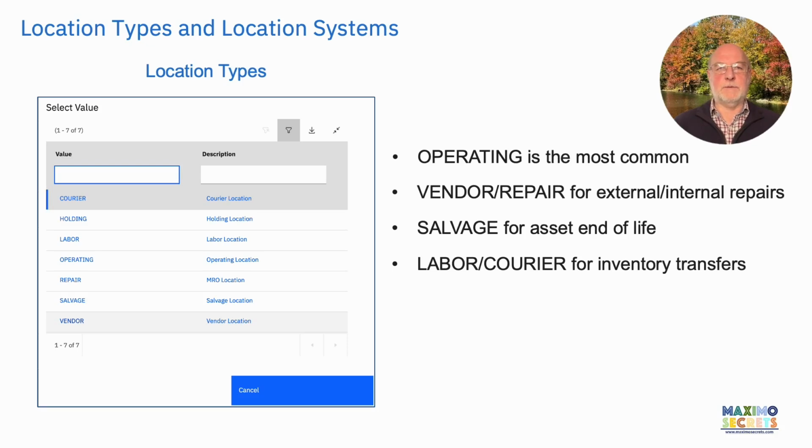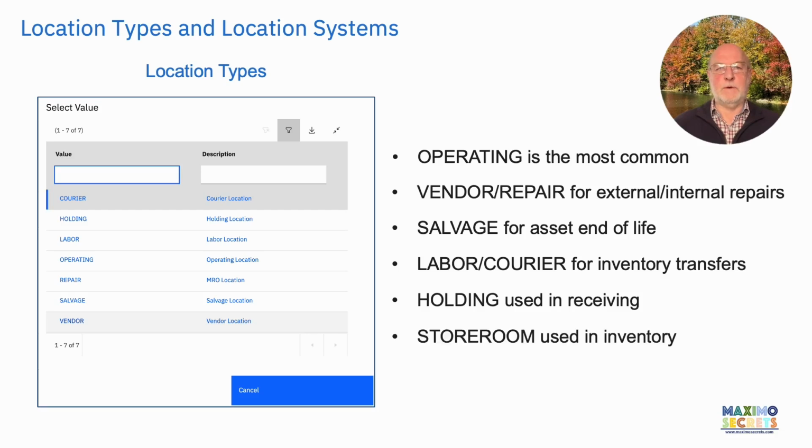There are two other types of location. Every site must have one and only one location of type holding, which is used for the receipt of goods waiting to be inspected or serialised. Often this location is called receiving. The final type of location is storeroom, which is used in inventory, but storerooms cannot be created from the Locations application. The Storerooms application must be used instead.